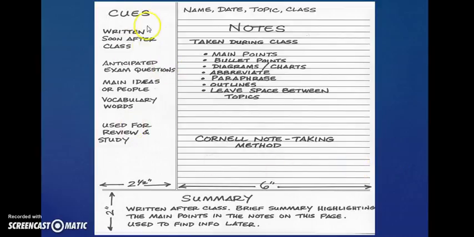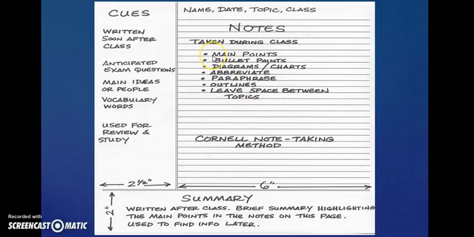On the left-hand side, there's a column. It's called the Q column, and this is usually filled out just after lecture, just after class, and it includes anticipated exam questions, which is the portion I really love about this style, main concepts, vocabulary, words. It's really a great column because if you cover everything up as you're studying, it becomes a great cue for studying.